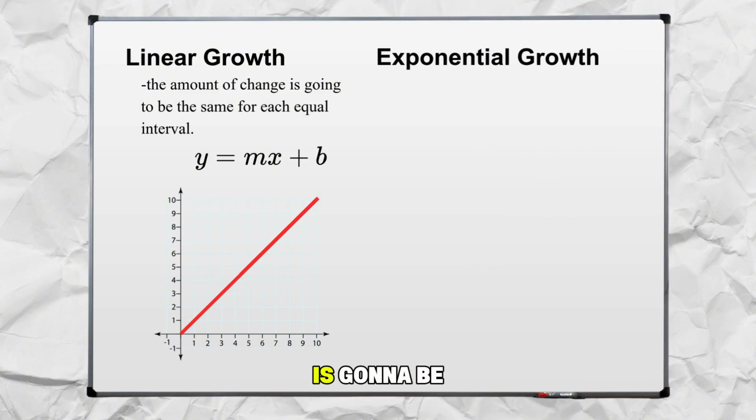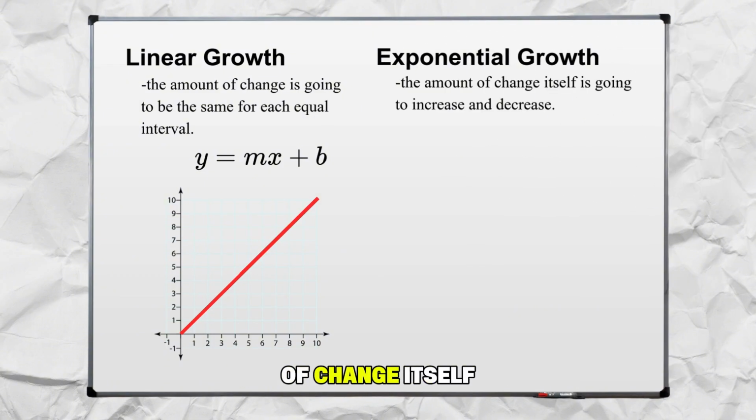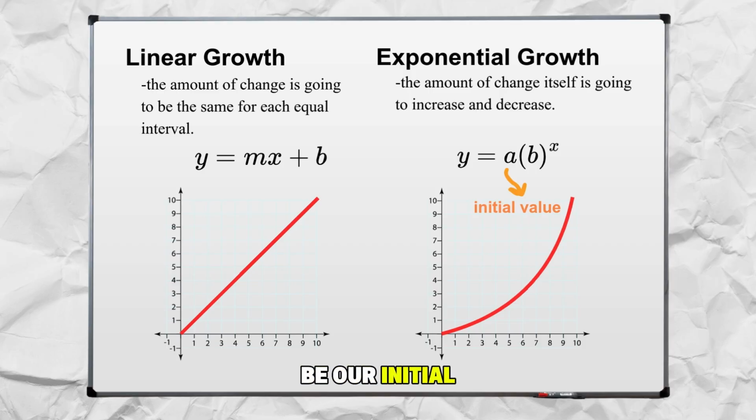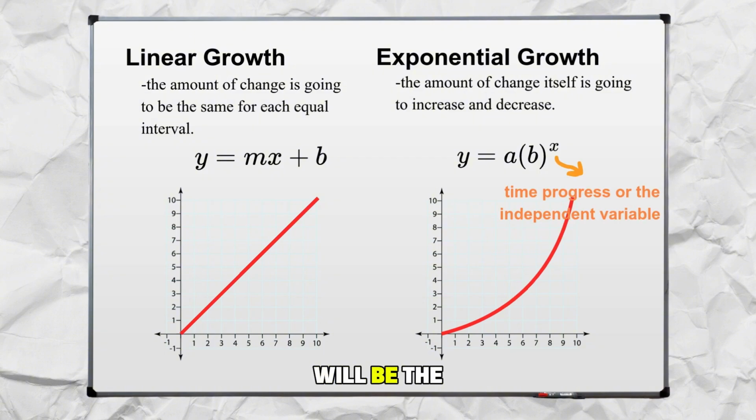Now, exponential growth is going to be a little bit different here. The amount of change itself is going to increase or decrease. Instead of being a straight line, it's going to be more of a curved line. It's going to curve upwards or downwards. The formula for this is y equals a times b to the power of x. A is our initial value, b is our growth factor, and x will be the time that progresses, usually, or the independent variable here.